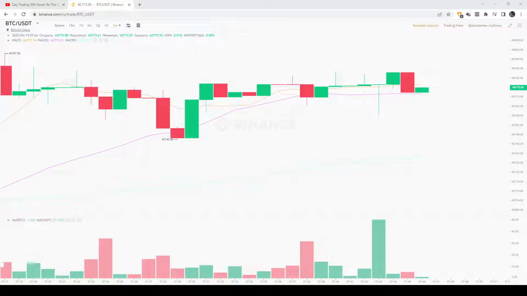Hello and welcome. Today I'm sharing how to find high probability bullish and bearish pressure areas using simple price action, and I will review how to day trade these zones in multiple market scenarios.